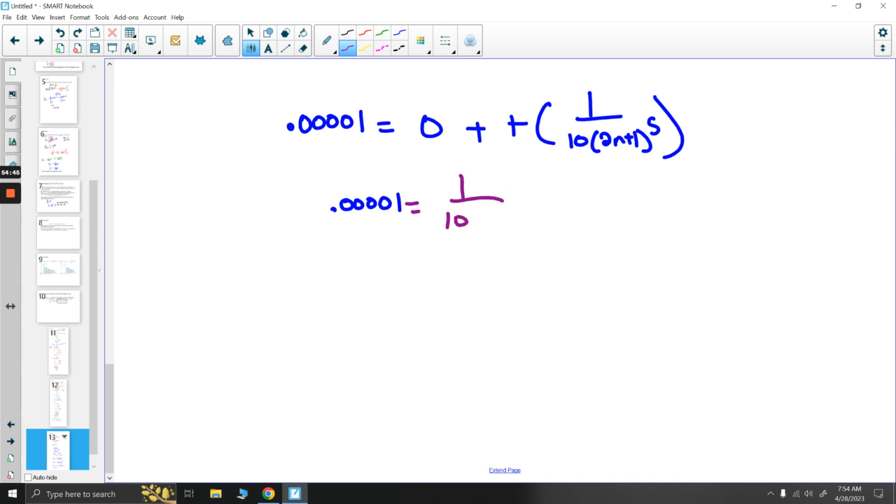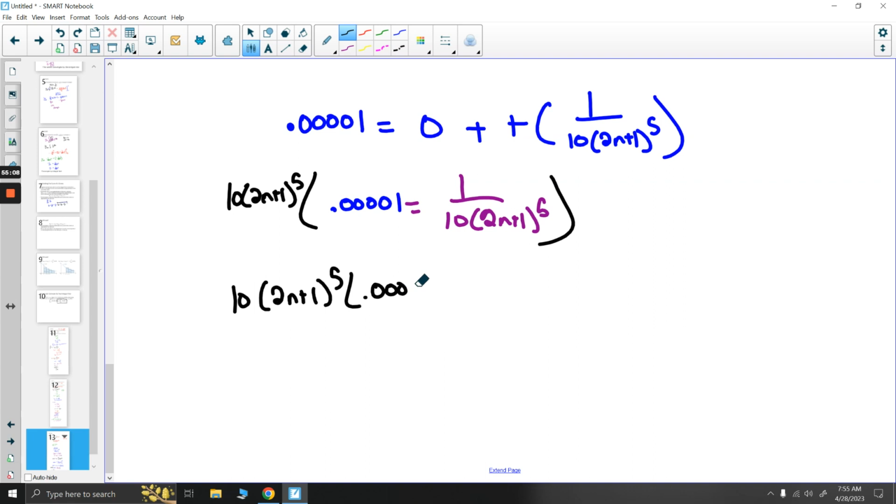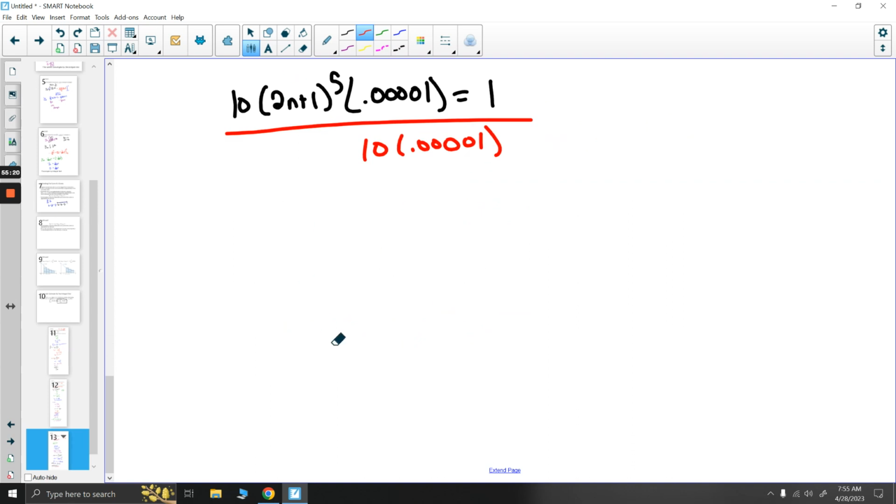But this is easy enough to solve, so I'm just going to solve it like an algebra problem and find exactly what n we need. So if I multiply both sides by this bottom here, this 10 times 2n plus 1 to the fifth, then we get 10 times 2n plus 1 to the fifth times 0.00001 is equal to 1. So now I need to isolate this thing, so I'm going to divide everything by 10 and this 0.00001, which I know I could have just moved the decimal over, but whatever.